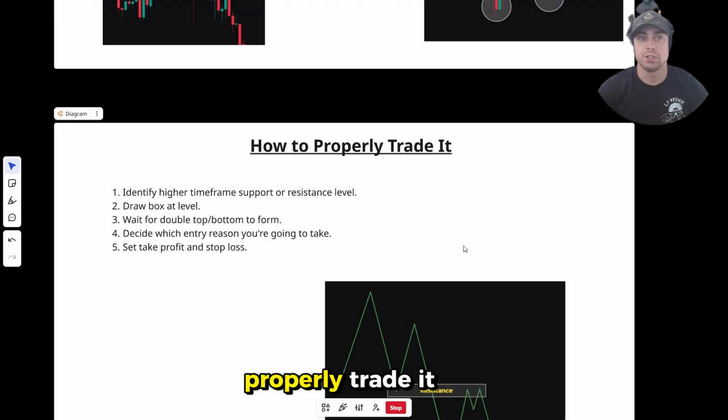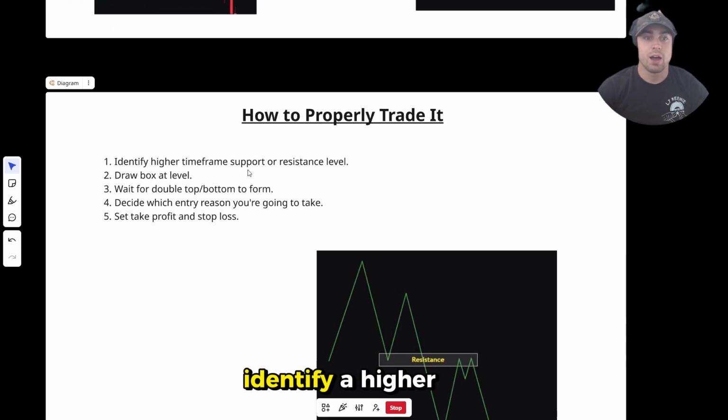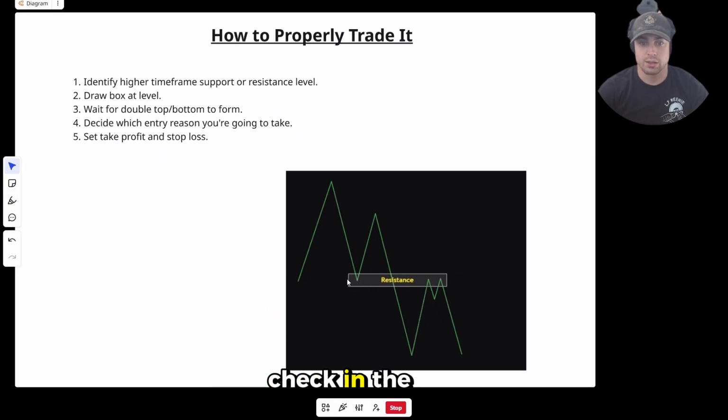Now, how to properly trade it. So again, we identify a higher time frame support or resistance. Okay. Check in the box right here. We've identified a resistance level on the higher time frame right here. We've highlighted it, we've labeled it. We're going to draw the box at that level. Now we have to wait for price to come back up into that box on the lower time frame.